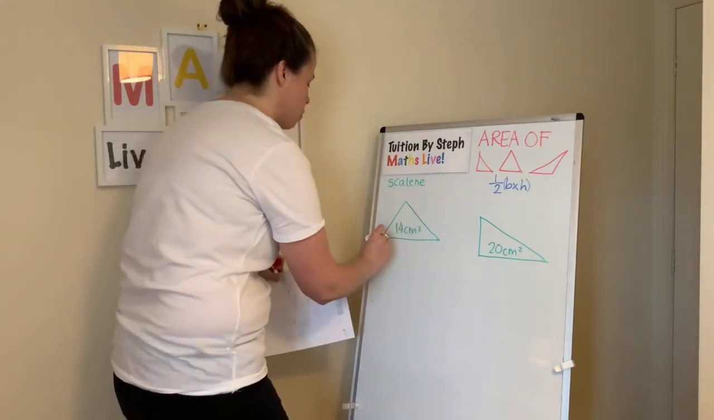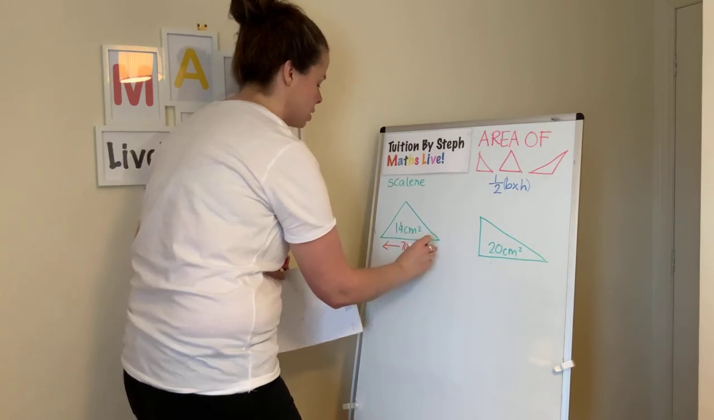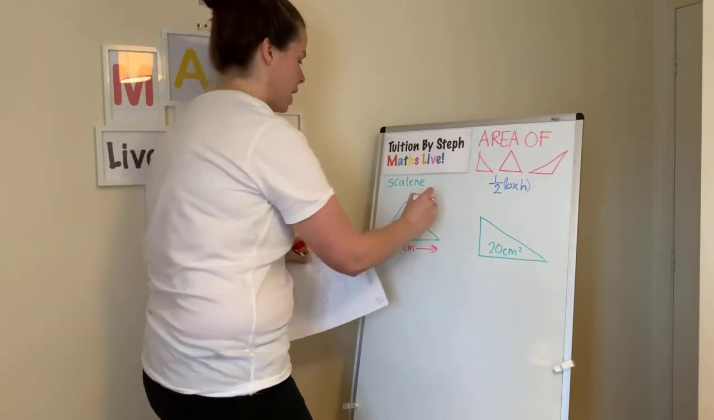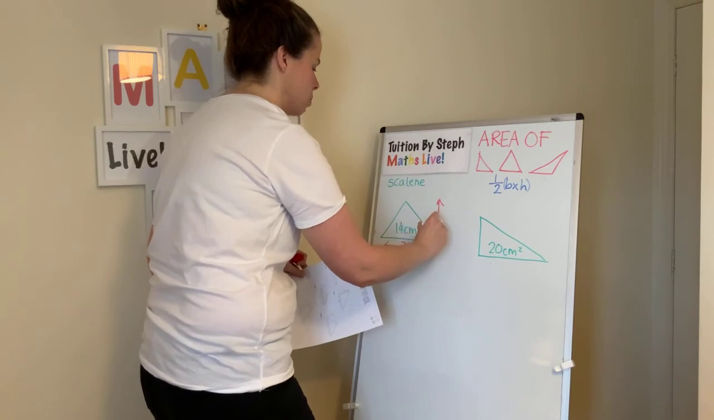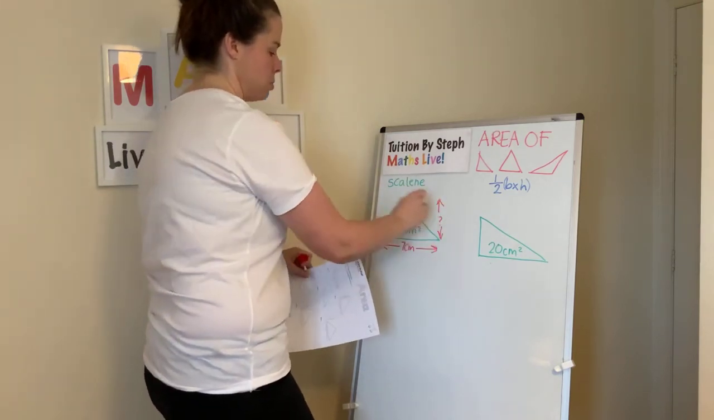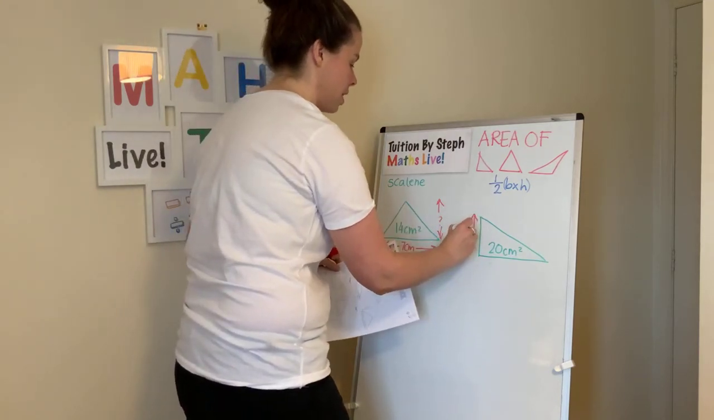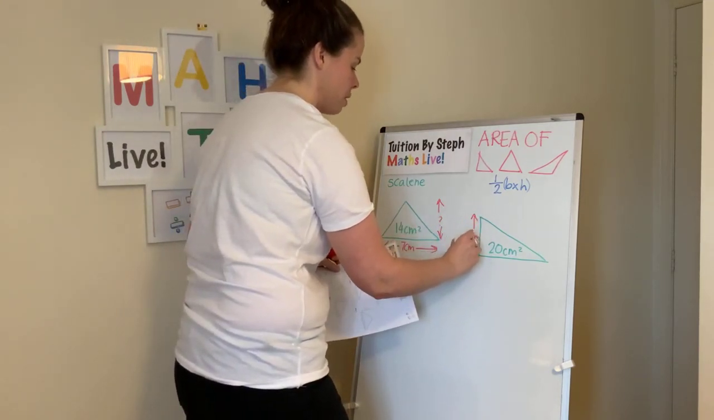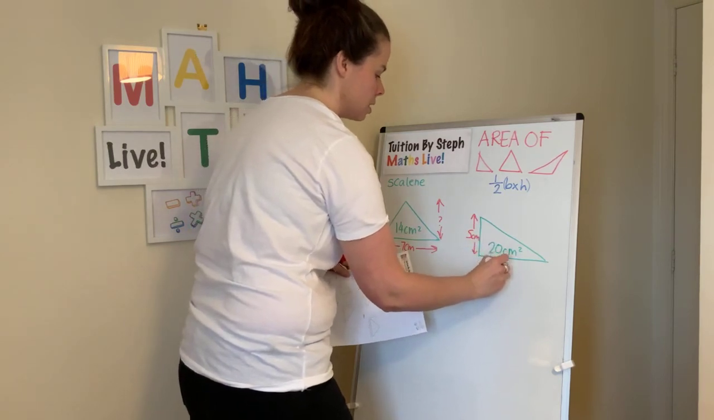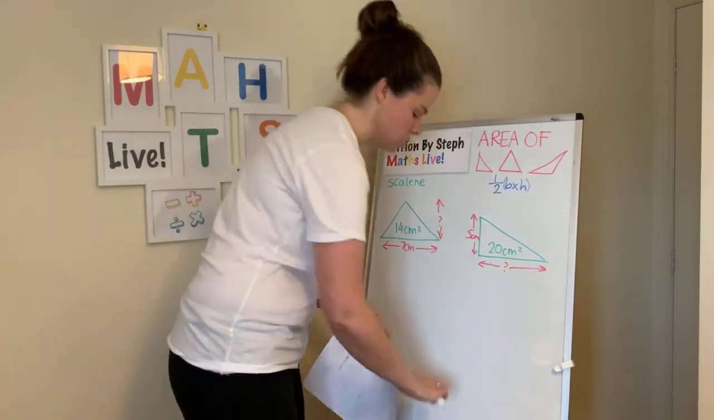So on this one, you've been given the base, which is 7 centimetres. So you would need to work out what the height is. What measurements made that area? And with this one, you've been told that the height is 5. So what is the base? Have a go at that. Last 2 questions.